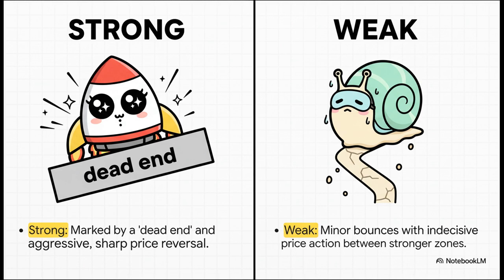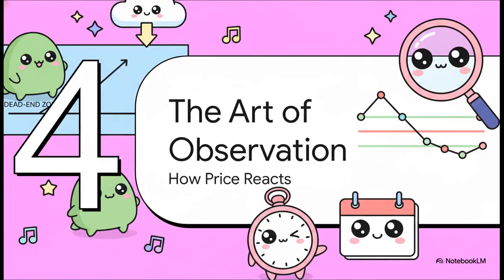Weak levels, on the other hand, come from slow, grinding price action. So your job is to ignore the noise and focus on those big, explosive, dead-end turning points. Okay, so you've done the work. You found a strong dead-end zone. That's awesome. But, and this is a big but, your job is only half done.